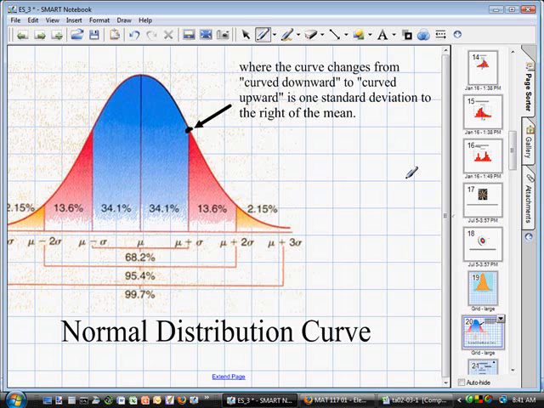And that's exactly where one standard deviation is. Okay? So, how did I say it up here? It's where the curve changes from curved down to curved up. And that's exactly one standard deviation to the right of the mean. Well, the same thing is true over here. This too is the point where it changes from curved down to curved up. And this would be one standard deviation to the left. And by the way, it shouldn't surprise you, where's the mean? Right in the center, right? And because this is symmetrical, where's the median? Right on top of it.